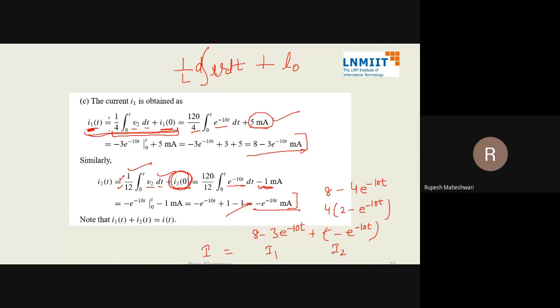Sir, if we are taking the limit from 0 to t, then why are we adding 5 milliampere? Because 5 milliampere is calculated at 0 seconds. Limits will always be from minus infinity to t. 5 milliampere is calculated from minus infinity to 0. If I have the number from minus infinity to 0, now I need to add only from 0 to t. Is that okay? Okay.